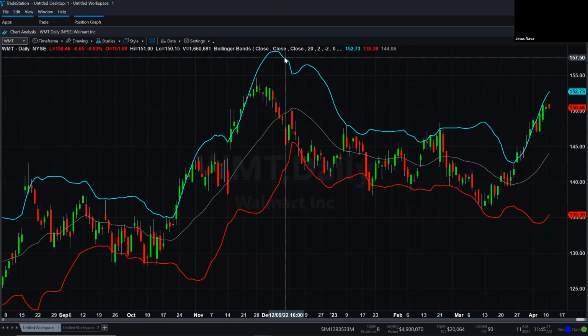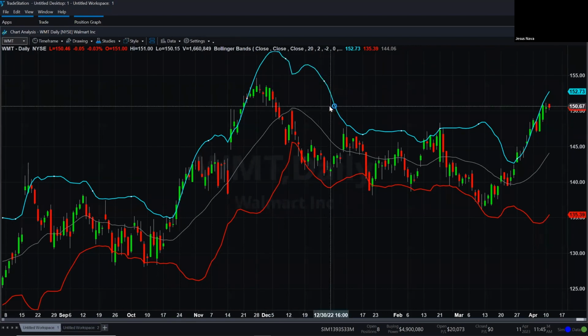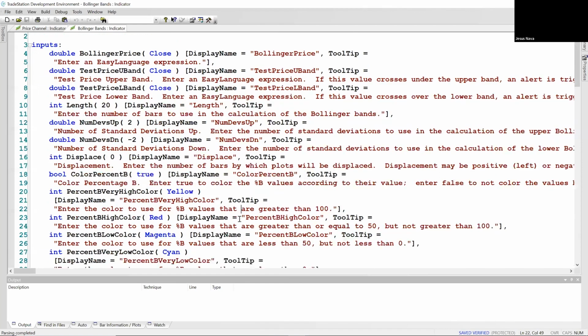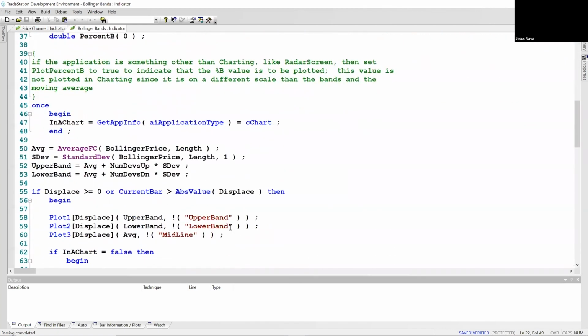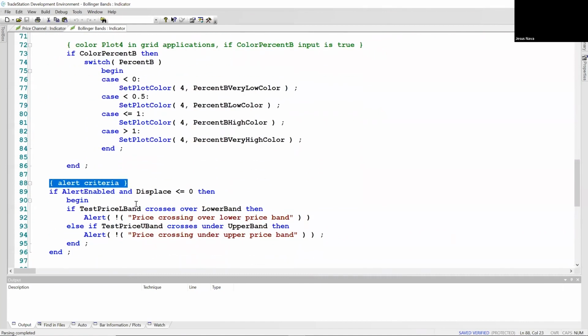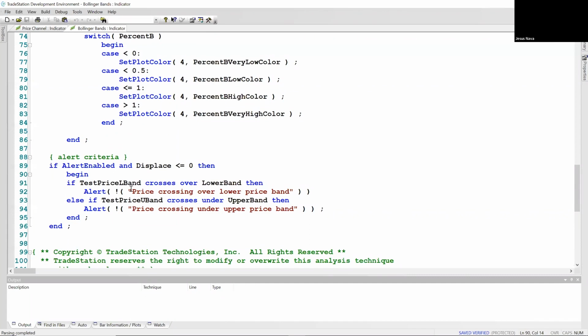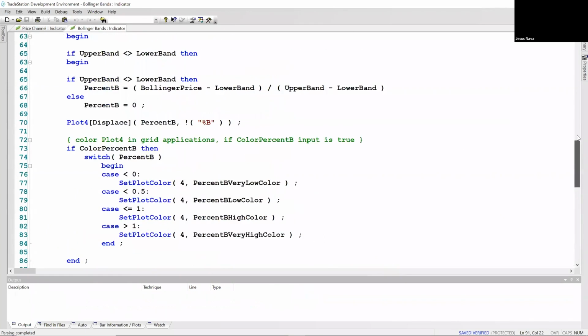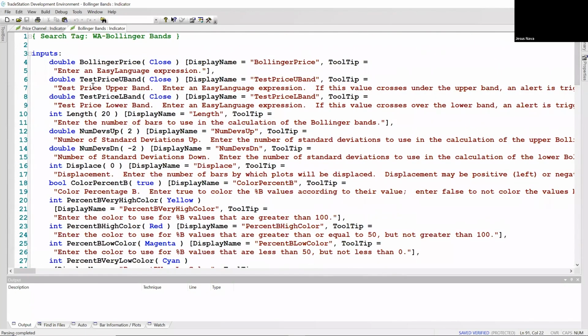If I right click here on my Bollinger Bands and go to Edit EasyLanguage, I'm going to take a look at the alert criteria. I'm going to scroll down, and here it is. Line 88 is alert criteria. Test price L band crosses over lower band. If I look at the very top, test price L band is the close, and test price U band is the close. So we're using the closing price here.